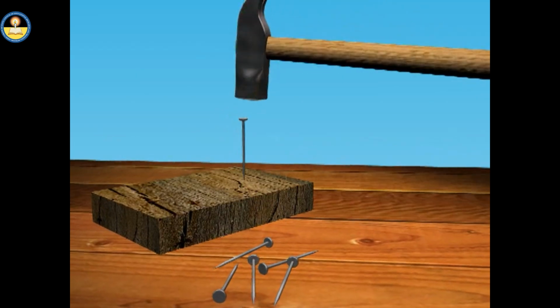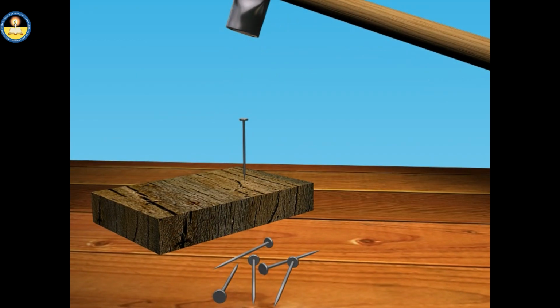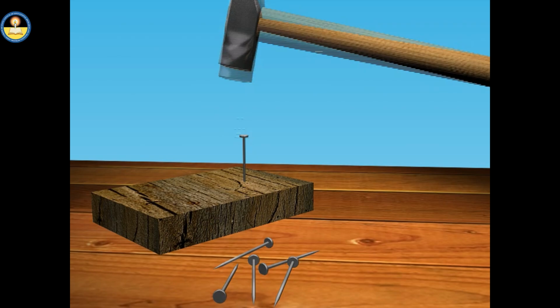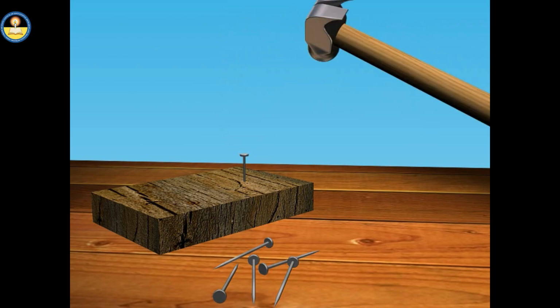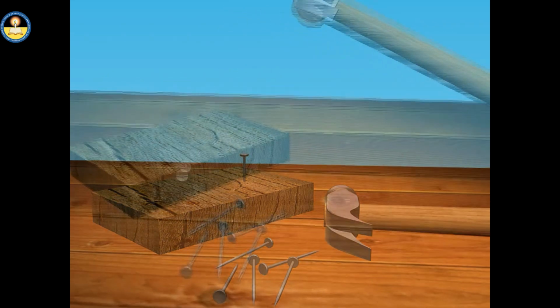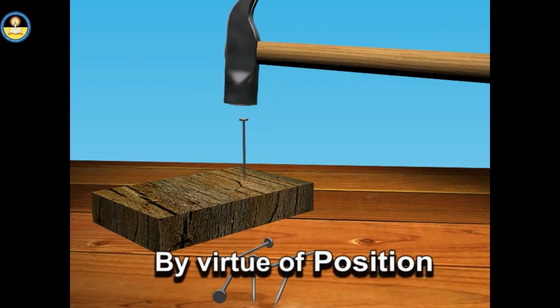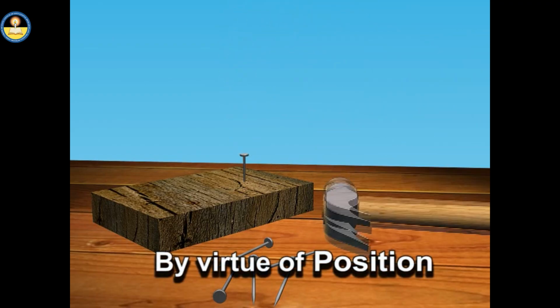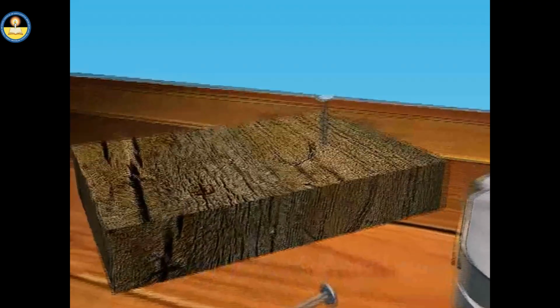When a hammer raised to a height is allowed to fall on a nail placed on a wooden piece, it drives the nail into the wood. Here, the hammer gets the energy by virtue of position, which is further transferred to the nail.